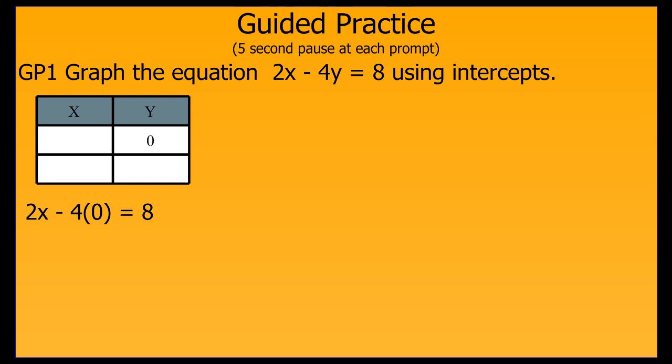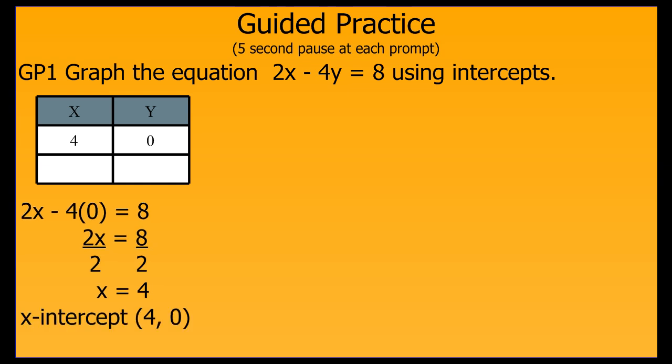Now what? We simplify and solve for x. What's our next step? We write down our x-intercept as an ordered pair, in this case 4, 0. Now what? We need to also find the y-intercept. How do we do that?